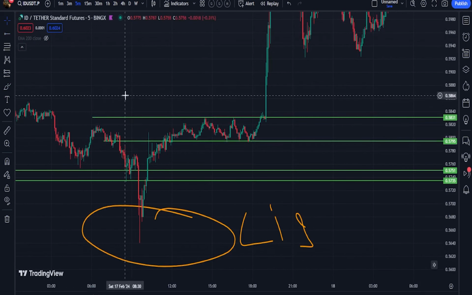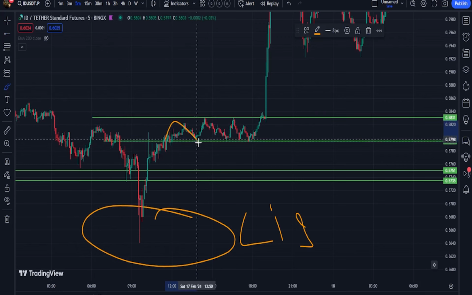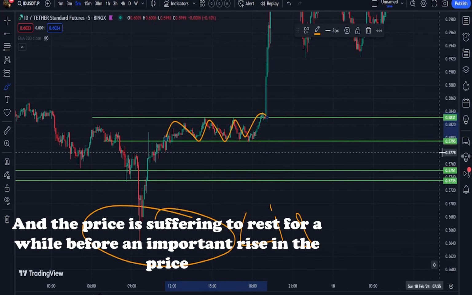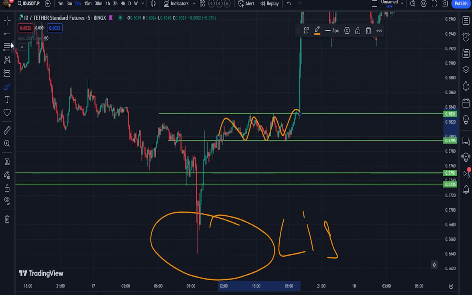A consolidation range may be formed at the end of a downtrend or uptrend, and the price will rest in this range for a while to prepare for the next uptrend or downtrend.